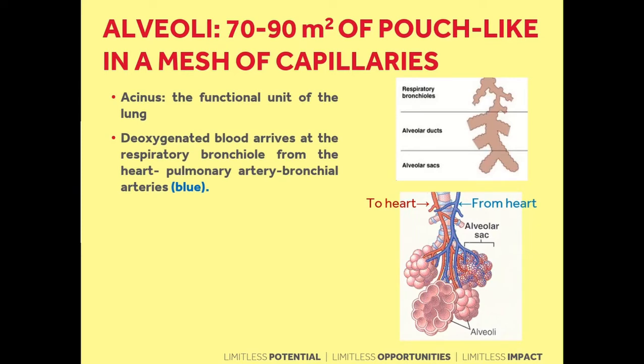And as I said, the alveoli are embedded in a dense and thin mesh of capillaries that are coating the actual alveoli. Well, they are essential for the exchange of gases and obviously important in the oxygenation of the blood. How does it happen? So the deoxygenated blood arrives at the respiratory bronchiole from the heart through the pulmonary artery, which becomes bronchial artery, shown in blue here in this picture.